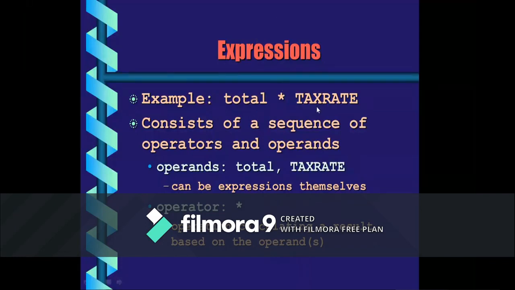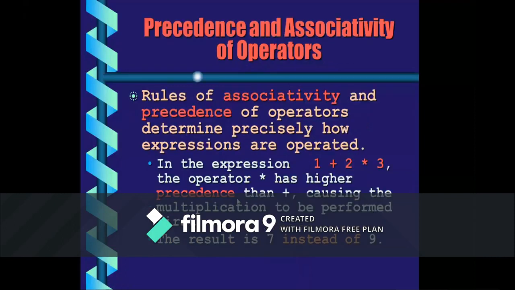So total and tax rate are the operands, and I'm using this operator, the star, to perform the computation here. The combination of operators and operands is nothing but the expression. It consists of a sequence of operators and operands. Here the operands are total and tax rate, and the operator is the star. So it is used for some computation in any programming language. That is nothing but an expression.